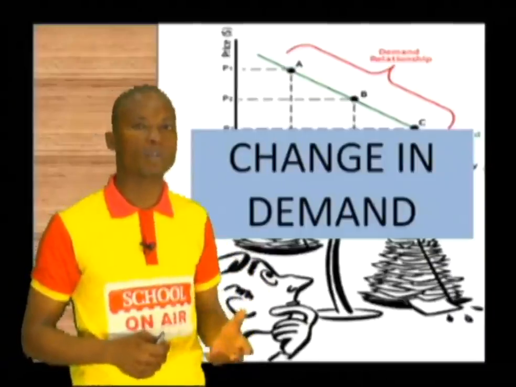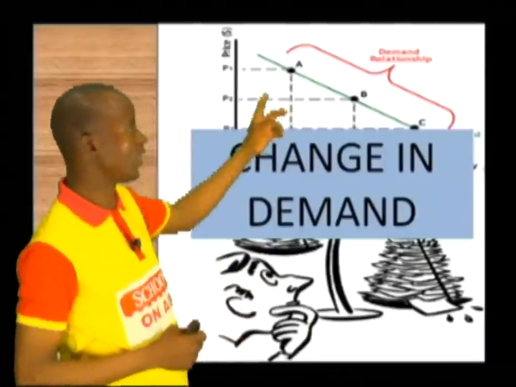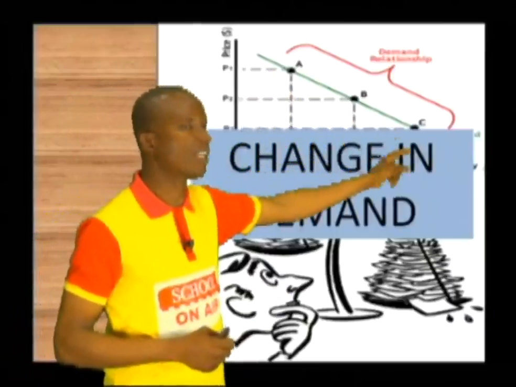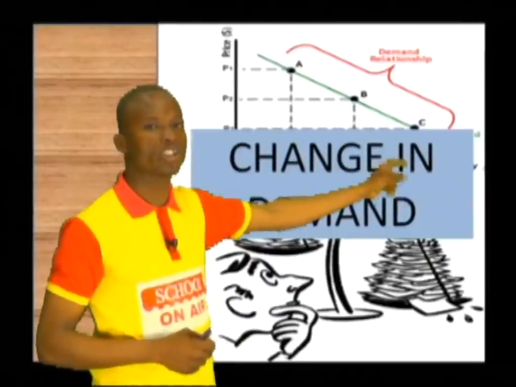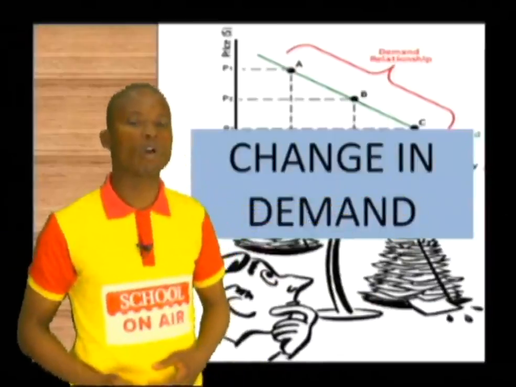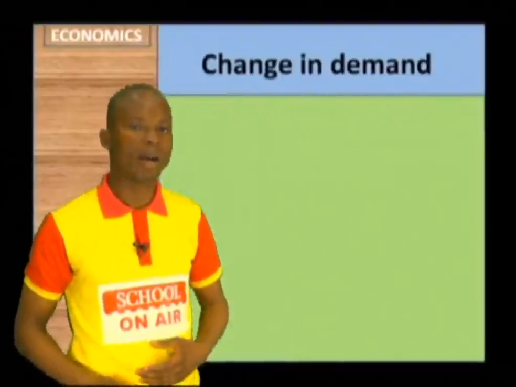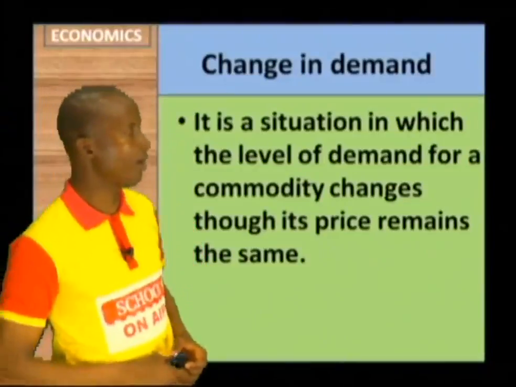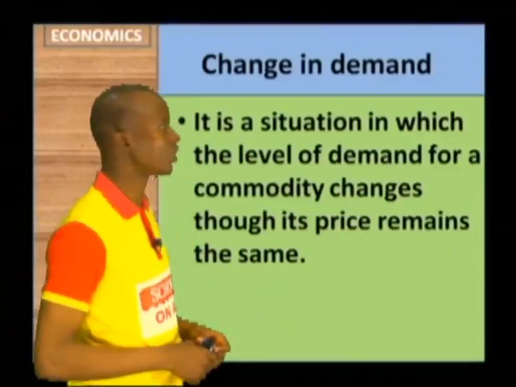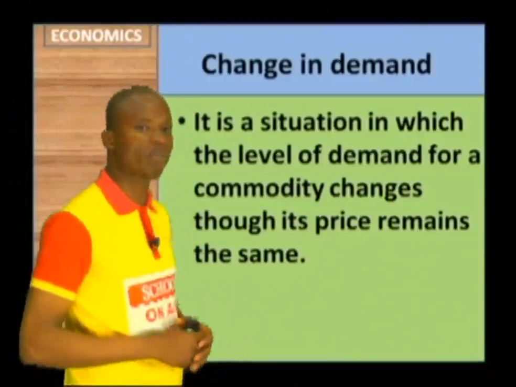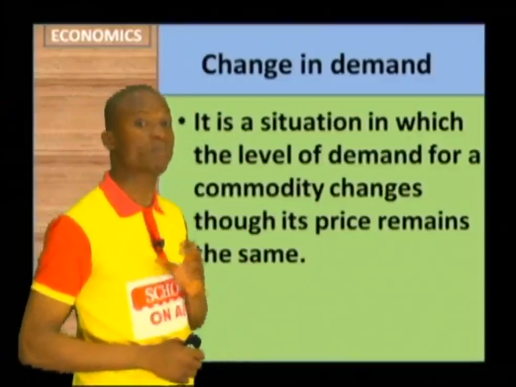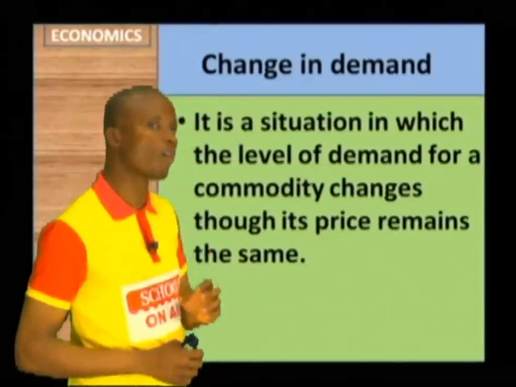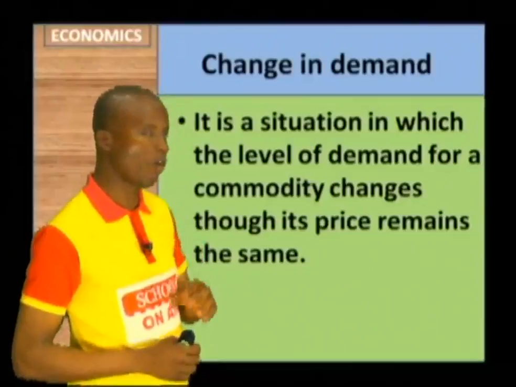The movement can be upward, it could be downward. If it is upward, it indicates a decrease in quantity demanded, and if it is downward, it indicates an increase in quantity demanded. So now we're going to continue our discussion by looking at change in demand. What is change in demand? Change in demand is a situation in which the level of demand for a commodity changes though its price remains the same. Please take note of my choice of words.